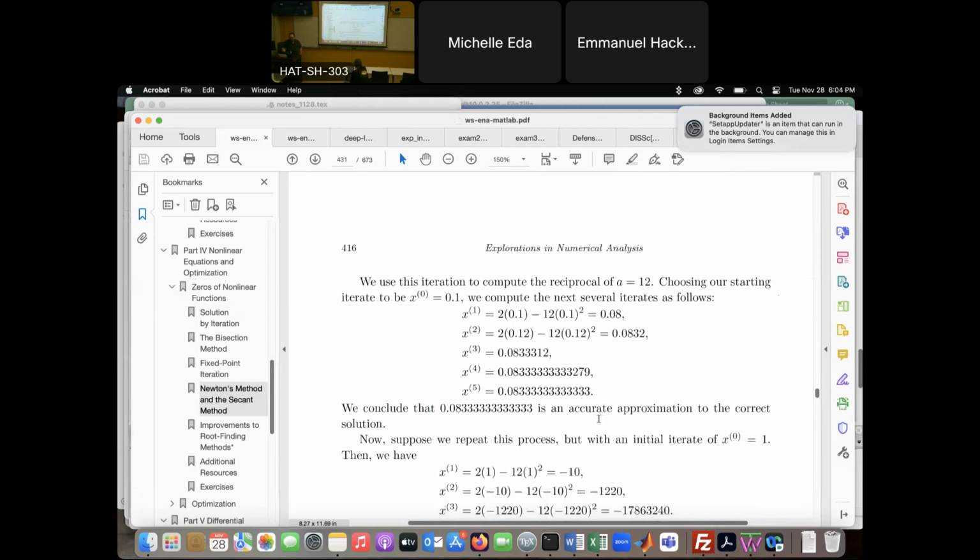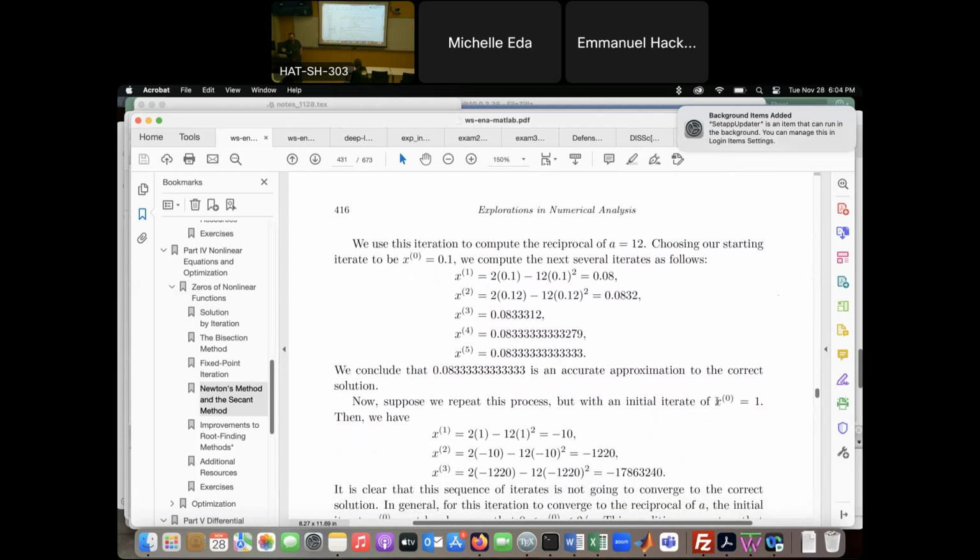But now let's do it again. Initial guess of 1. And things don't go so well. The iterates become negative, that's already a bad sign, but also pretty large, and then again, larger. It diverges very rapidly, so pretty catastrophic. So the performance is quite sensitive to the initial guess.